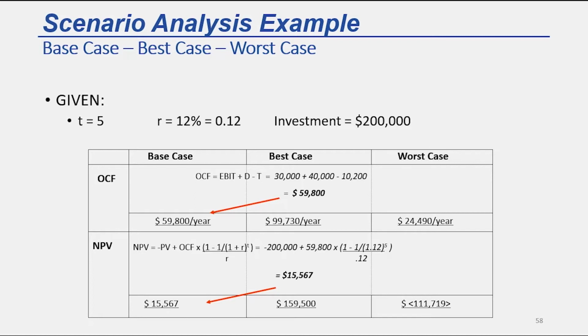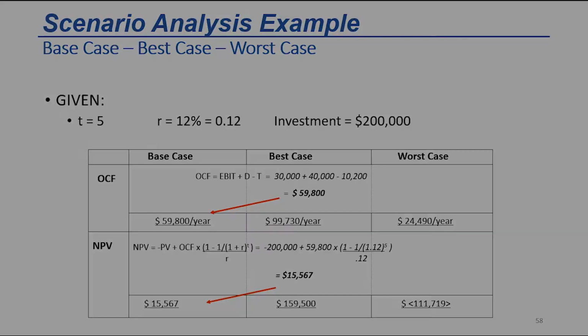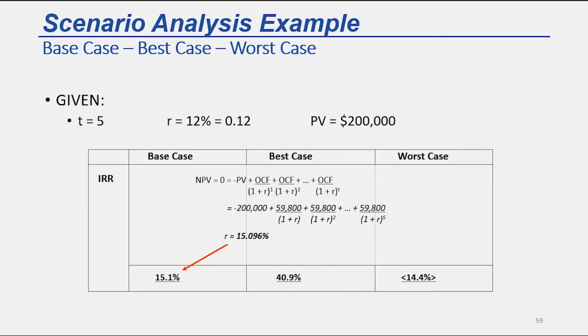So in the base case, I accept. In the best case, it's way higher, I accept. And in the worst case, it's negative, and I reject. So there's the value of doing some of that scenario analysis. I can also do the IRR. What is the rate at which my discounted cash inflows equals my cash outflow of $200,000?